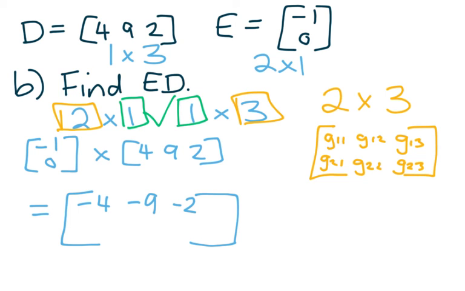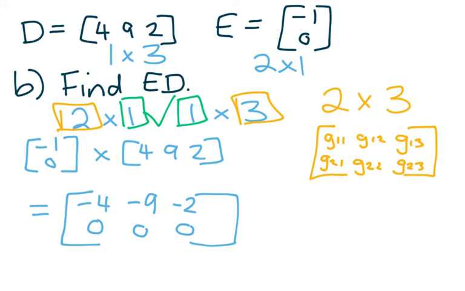And then we just do the same, but with the second row of matrix E. So we do 0 times 4, which is 0, 0 times 9, which is 0, and 0 times 2, which is 0. And we have our answer. So just a reminder that you've got to make sure you look at which order the multiplication is being asked to be done in. So the first part of the question said DE, which means you're doing multiplication of matrix D times matrix E, which we couldn't do, and we worked that out.